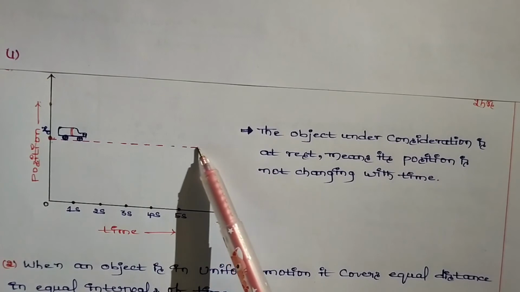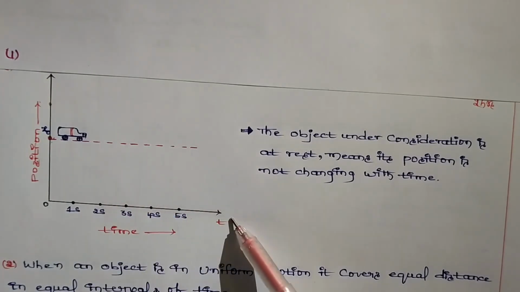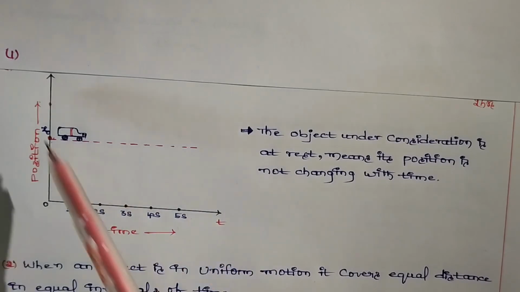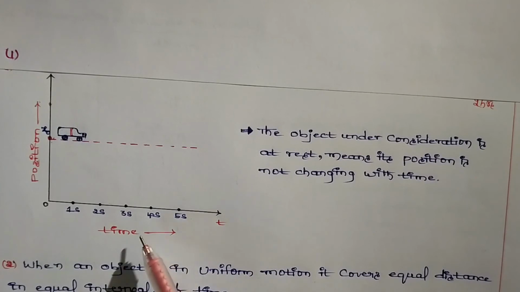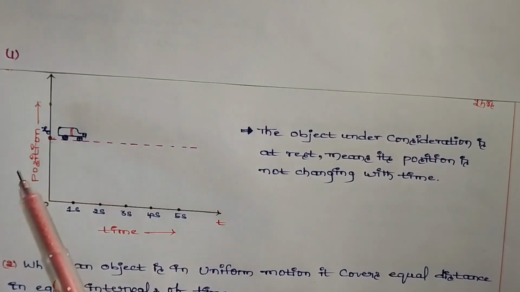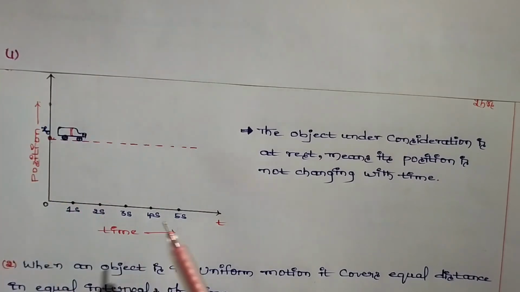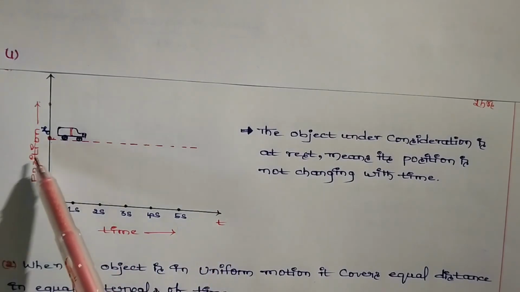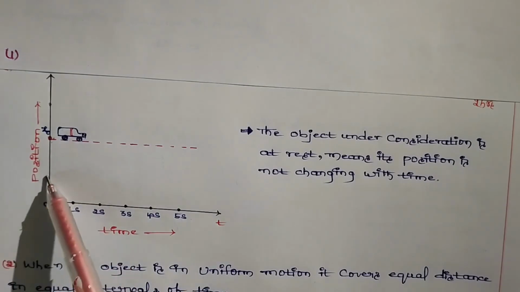It represents a straight line which is parallel to the positive x-axis. This is the x-axis and y-axis. Here on the x-axis we are taking time. It is an independent variable and position is a dependent variable. The dependent variable we take on the y-axis and the independent variable we take on the x-axis. This position depends on time, that is why it is the dependent variable.